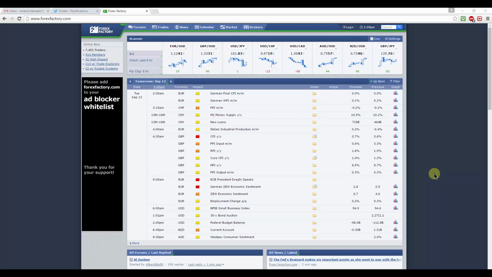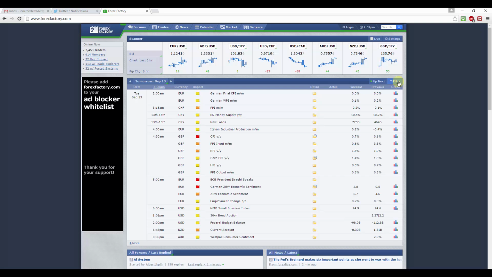The economic calendar for tomorrow. I appreciate your patience today and allowing me to take care of what I take care of. When we go to forexfactory.com, this is the one I use for an economic calendar. Now, you don't have to use this one, but I just simply like this one over all the other ones I've used in the past.